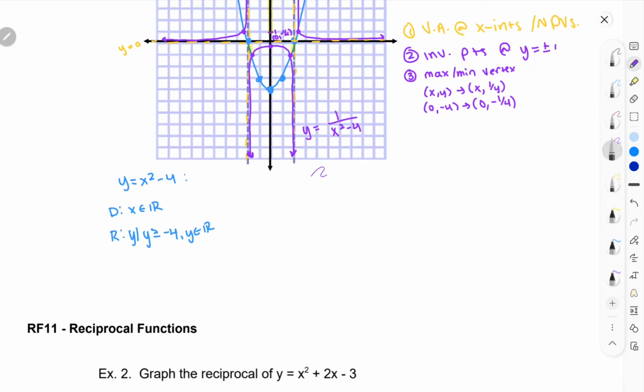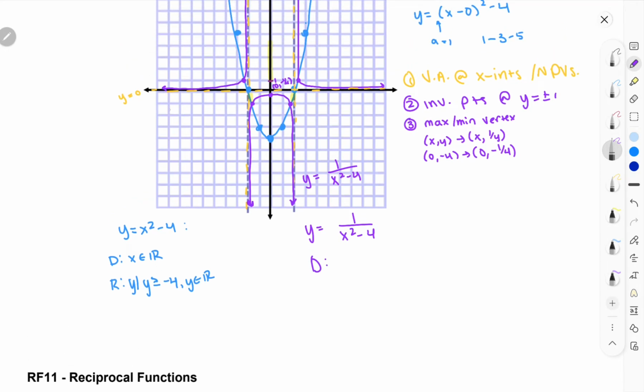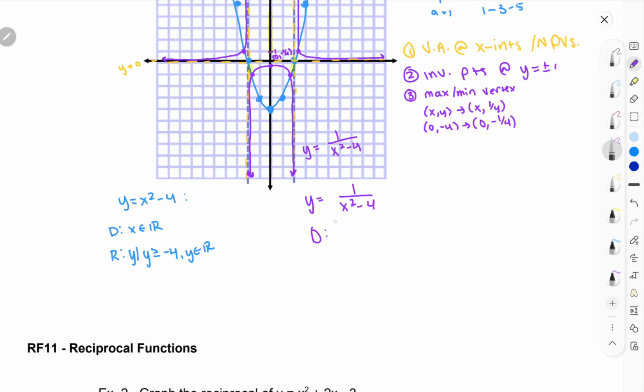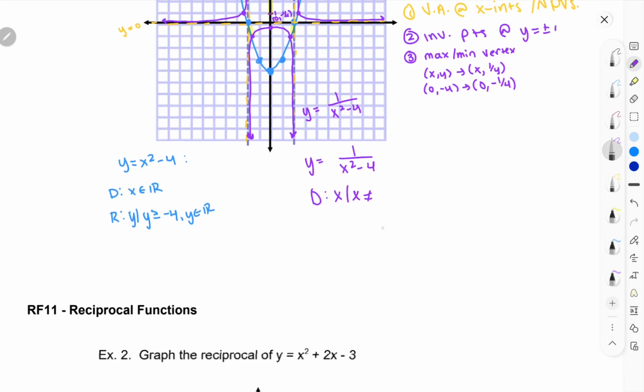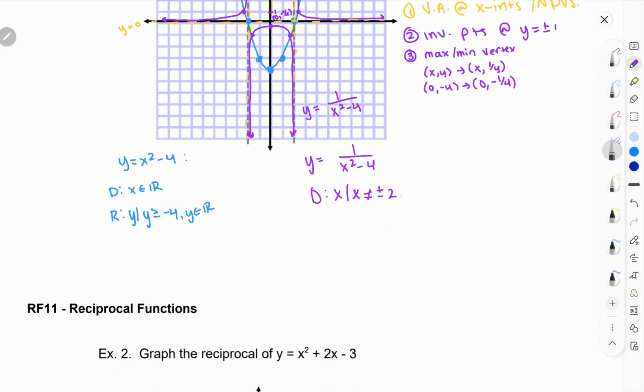So when I look at my reciprocal function, my domain is close to going on forever. It's going to go all the way left. It's going to go all the way right. But there's a few hiccups in the middle, right? And that's my vertical asymptotes. So my domain is all x's as long as I don't consider those non-permissible values or those vertical asymptotes.